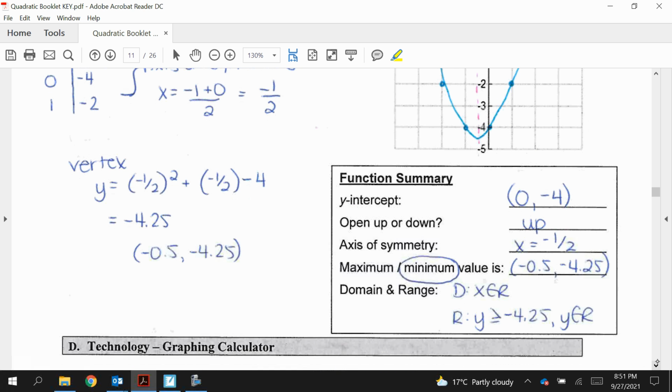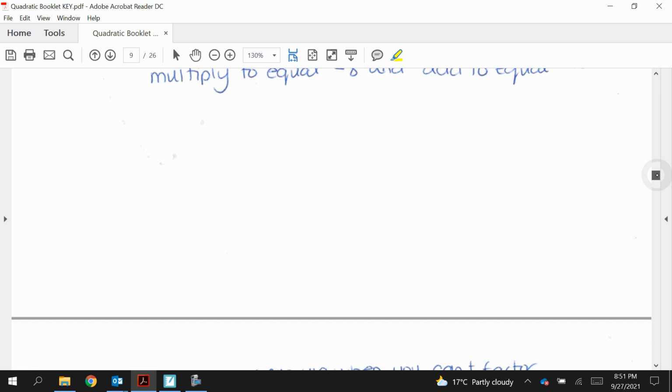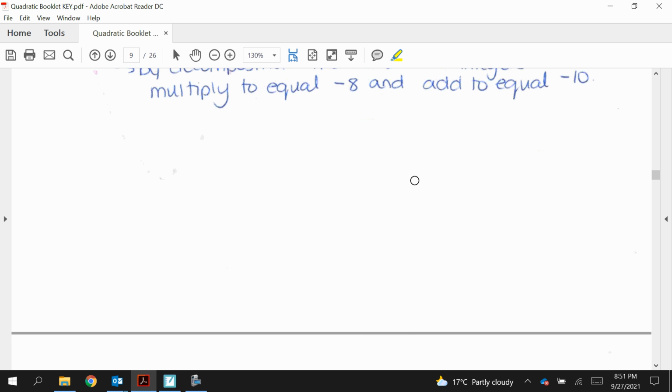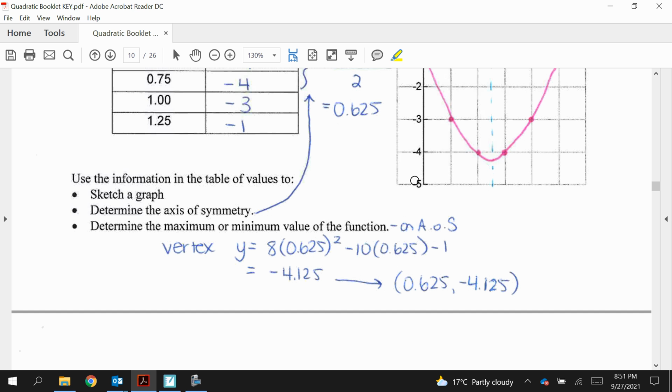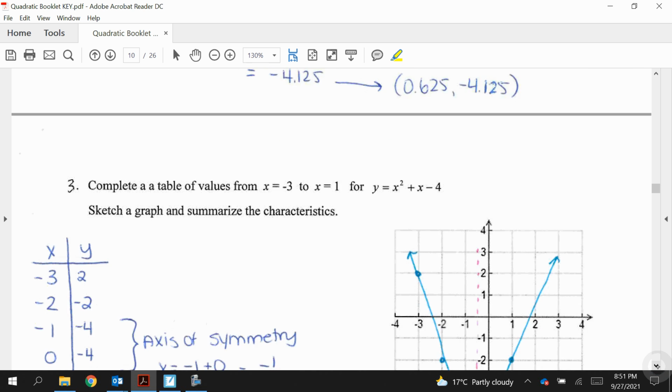Again, our vertex. Our vertex will be on the axis of symmetry. So in order to figure out our vertex, which is going to be a minimum, we're going to substitute in that value of the axis of symmetry of 0.625. And when you would solve for it, you would get a value of -4.125, which gives us the coordinates of our vertex combined with that axis of symmetry. So that's kind of the same idea as what we did with this one.